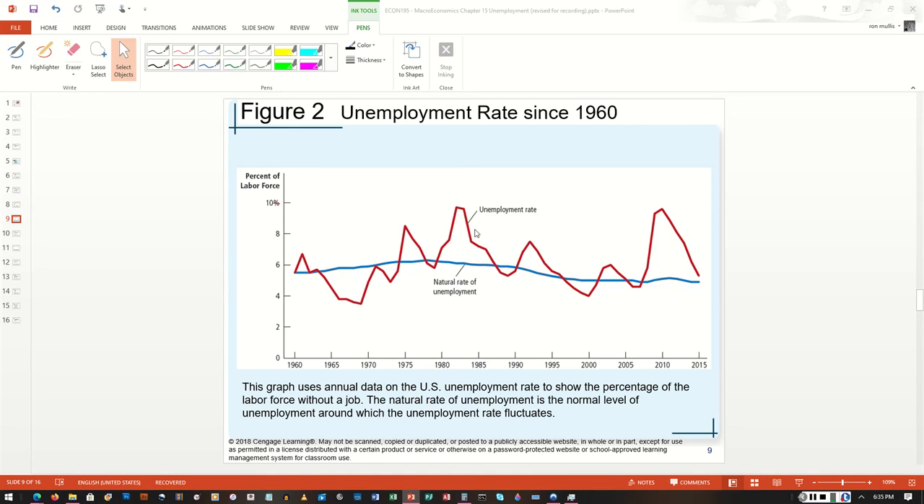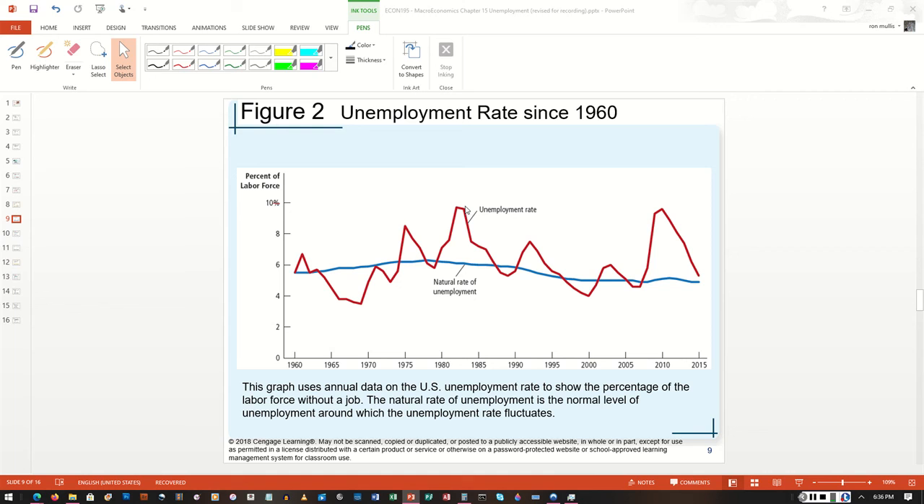You see the red represents the unemployment rate, and then you have this blue line, which is the natural rate of unemployment. And what the natural rate of unemployment is, that shows how an economy is doing. Even when an economy might be doing well, it's showing that there's always going to be unemployment, regardless of how good or how bad the economy is doing. It's always going to be some unemployment. So this would be the natural rate, this blue line here.